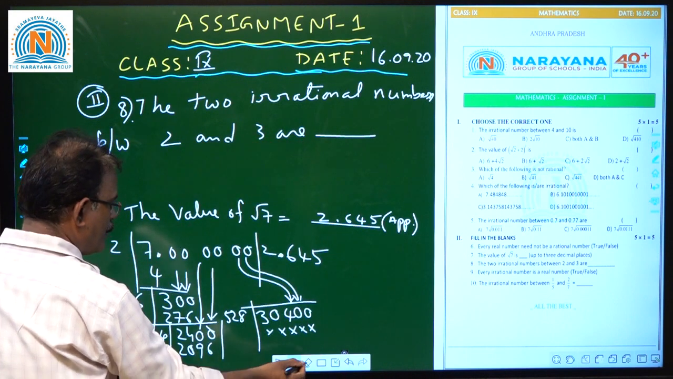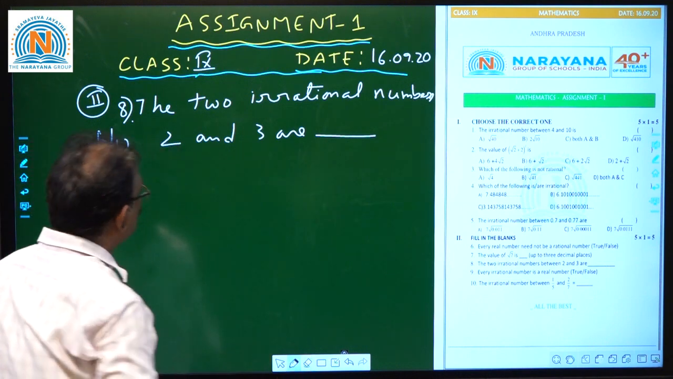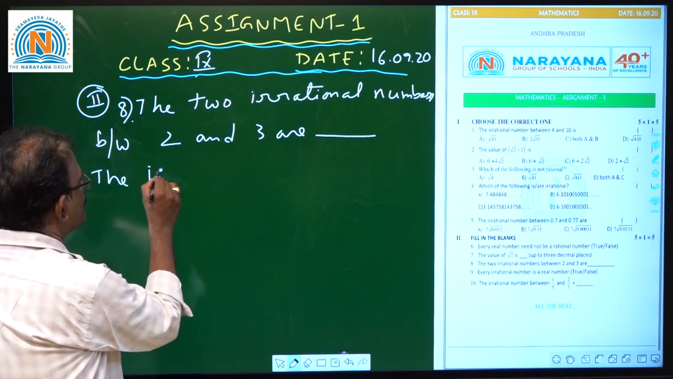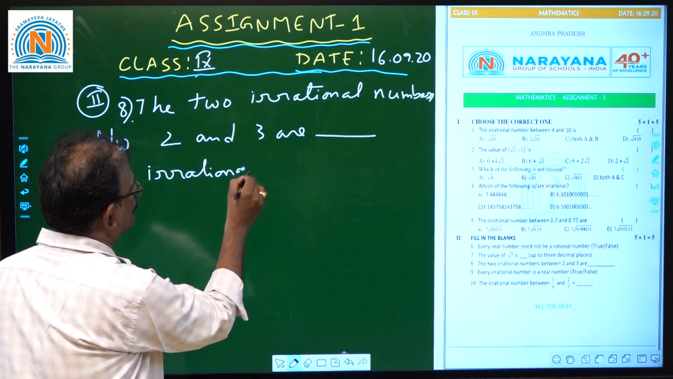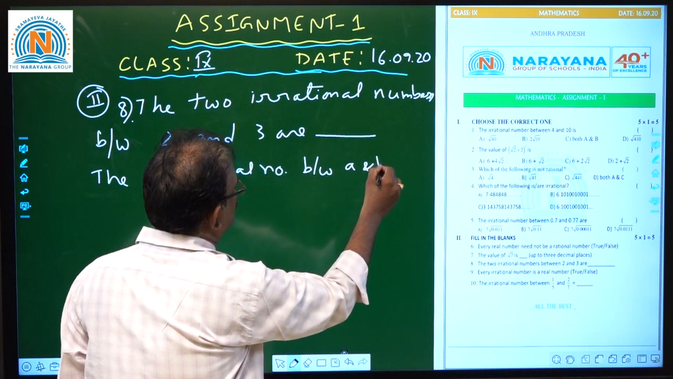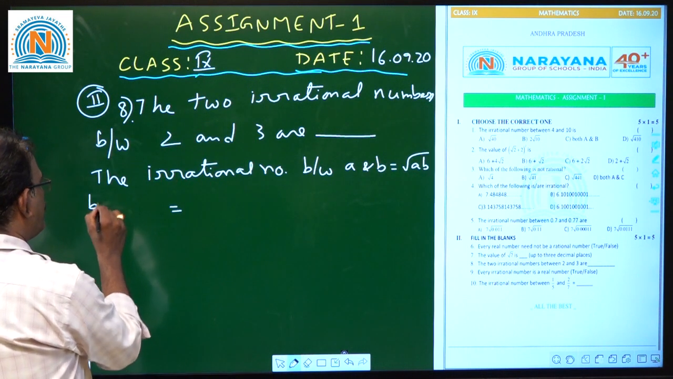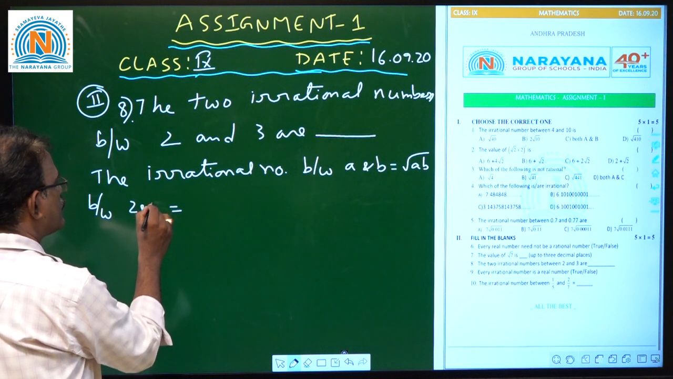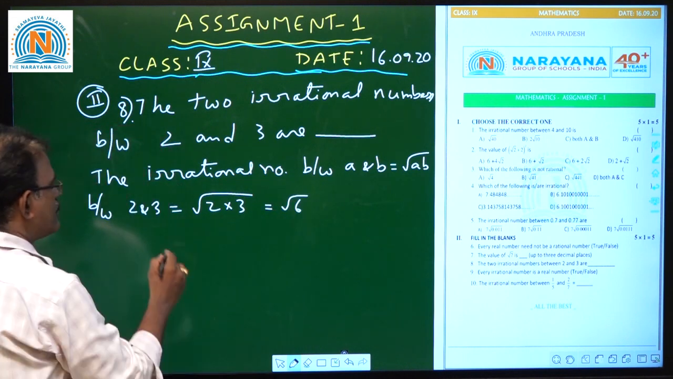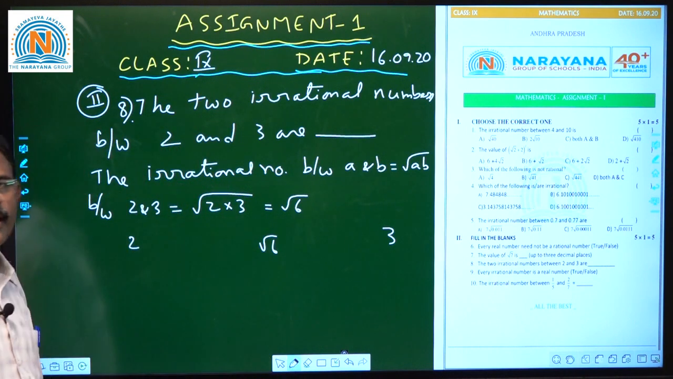Okay, so if you see now, the irrational number between A and B is, we know very well, root of A into B. Therefore between 2 and 3 is root of 2 into 3, that becomes root 6. That means between 2 and 3, root 6 is one of the irrational numbers.